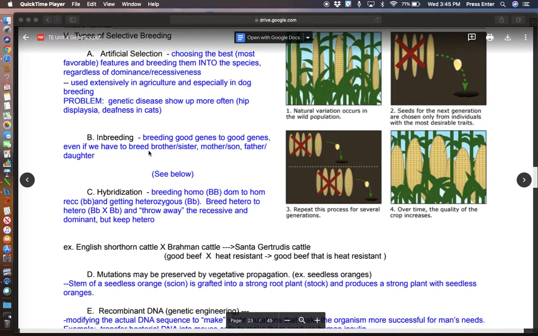Inbreeding. This is breeding good genes to good genes once again, even if it's a brother to sister, mother to son, father to daughter, cousin to cousin, something like that. For the most part, this can tend to be recessive, and it's one of the reasons we have laws about who you can marry and have children with.